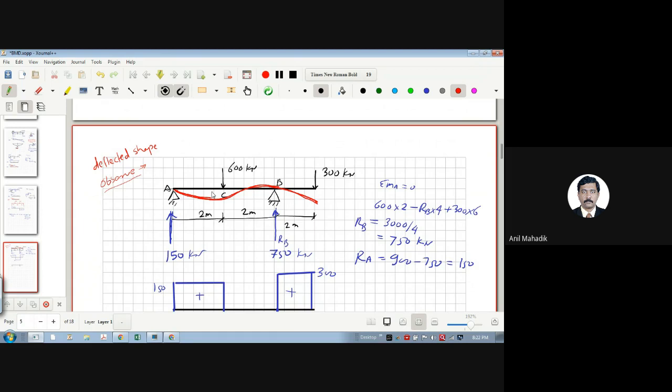But for understanding the behavior and for calculation, you should understand this. You can use software for this, but for simple problems, at least you should understand this. You develop your judgment for drawing the deflected shapes.